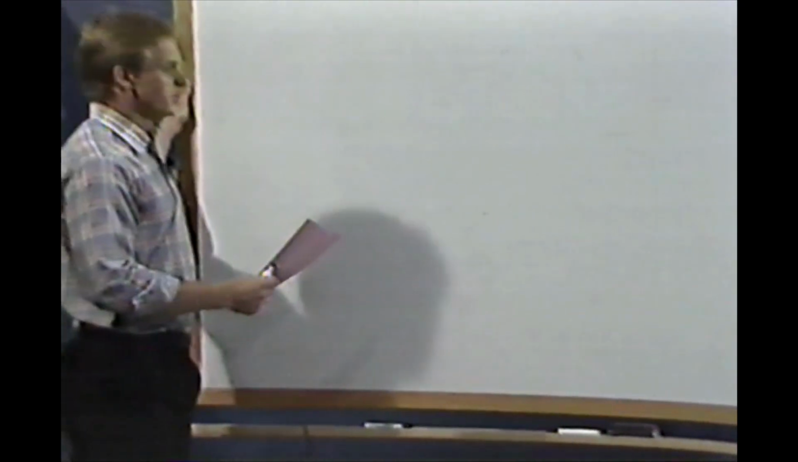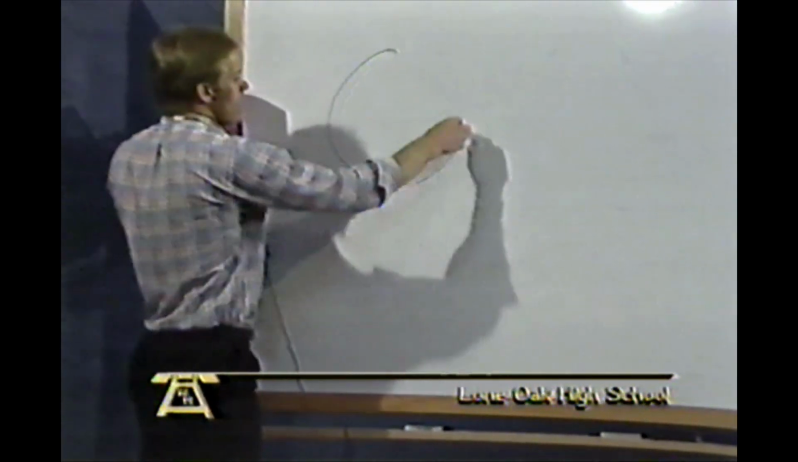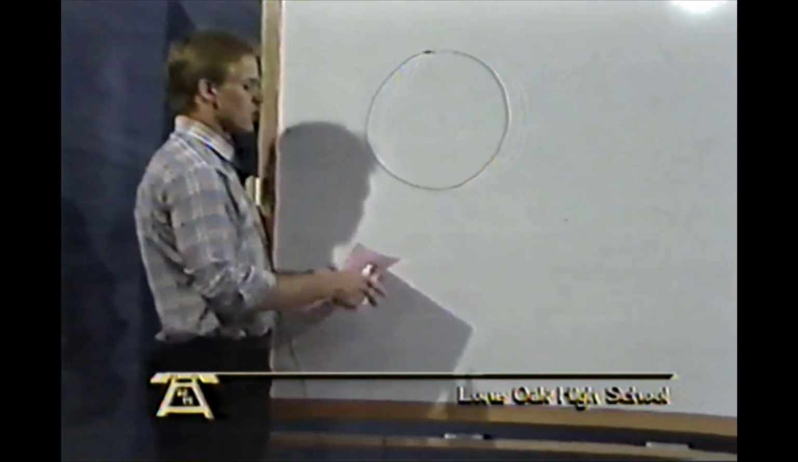My first question comes from Brad, who is in 8th grade at Heath Middle School. The question is, what is the circumference of a circle with a radius of 4 centimeters? I will take this to the board. First of all, it's necessary to define the circumference of a circle. The circumference is simply the distance around the circle.